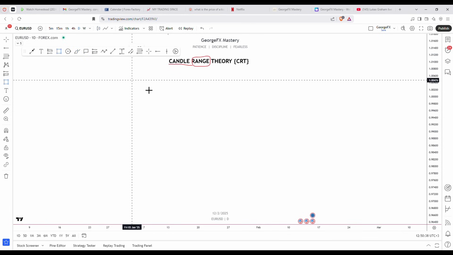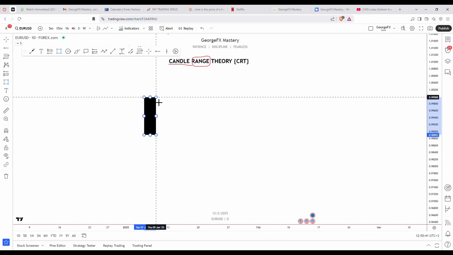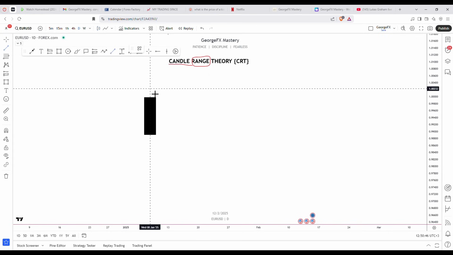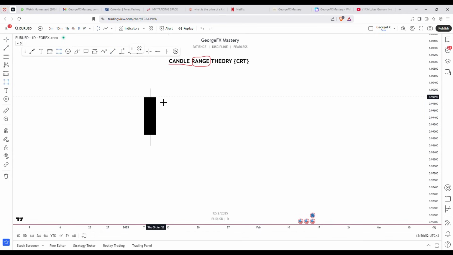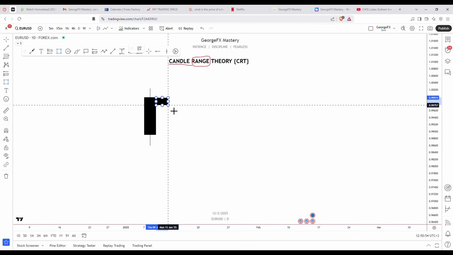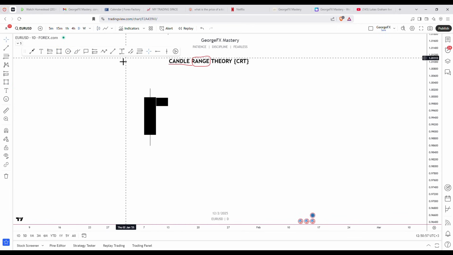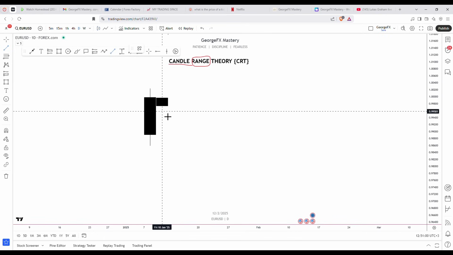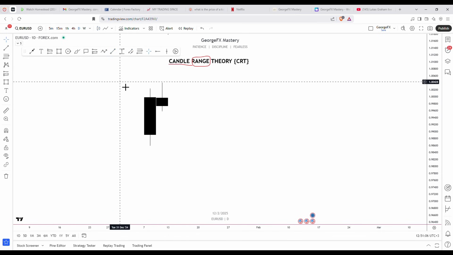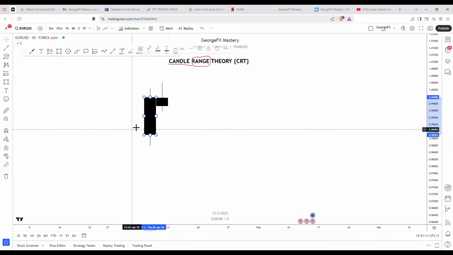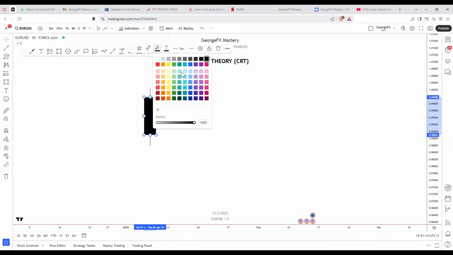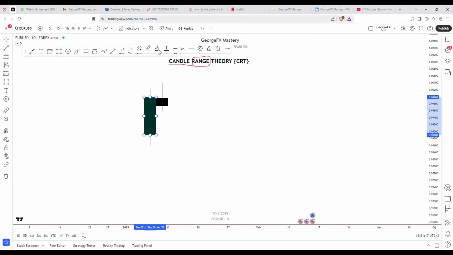Let me just draw an example. For instance, we have a bullish market, that is a bullish candle. That candle is going to be the candle that gives us the buy side and sell side liquidity. Then we can have our next candle that is going to create the range for us. Let me mark this as our bullish candle. Let's paint it green.